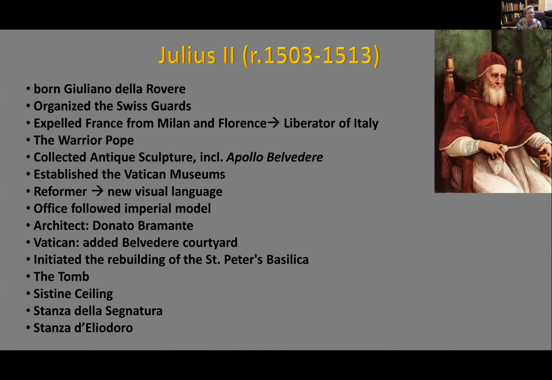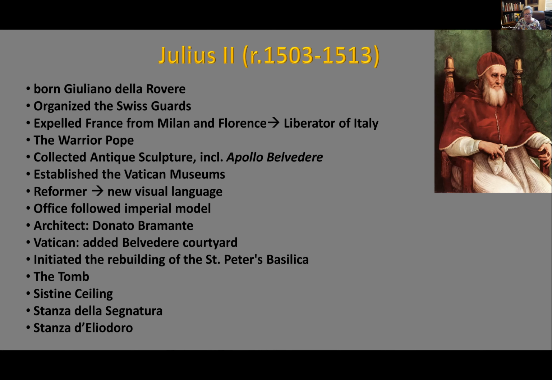He collected antique sculptures, including the Apollo Belvedere. He established the Vatican Museum. That's going to include the one we just talked about, as well as the Laocoon, which is going to be discovered in 1505. He is going to be a reformer and really encourage a new visual language. His office followed the imperial model. He was looking at the Roman emperors, and he tried to follow a similar model.